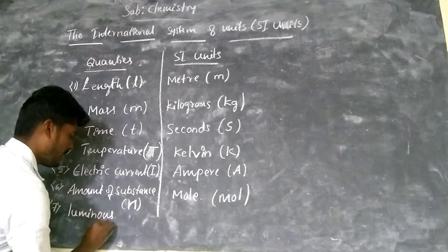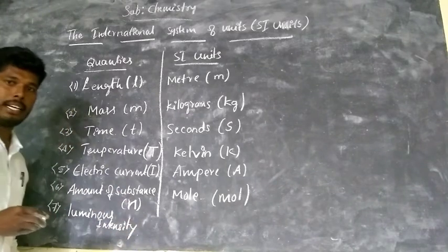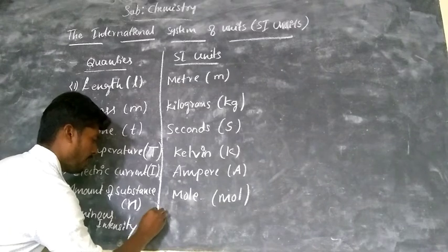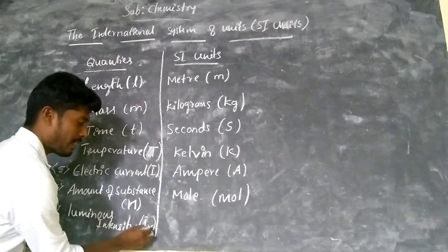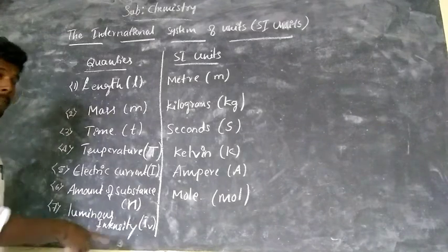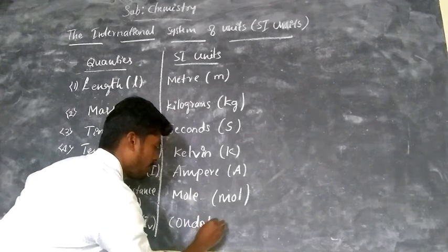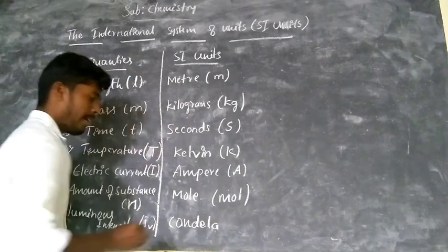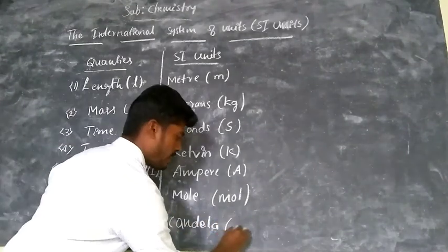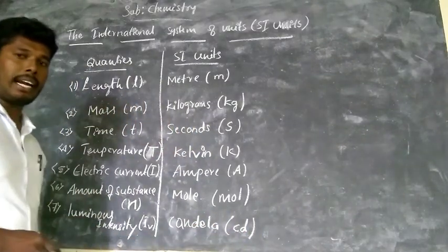Luminous intensity is indicated by capital I with suffix V, and the SI unit is candela, indicated by small c, small d. This is the representation of candela.